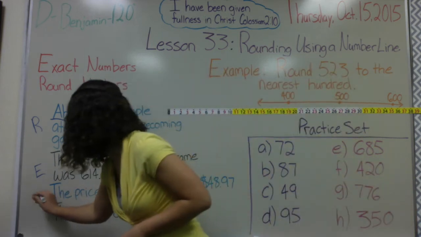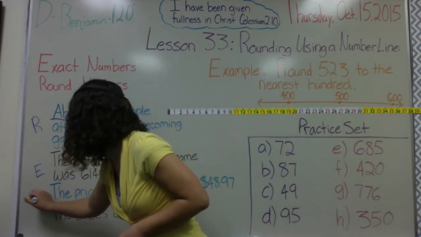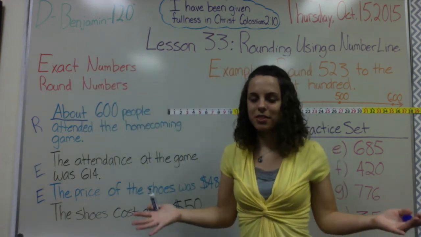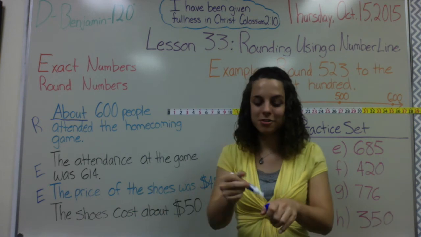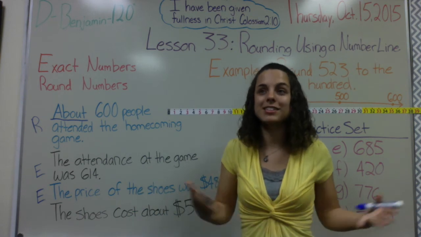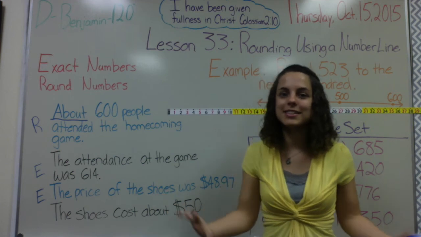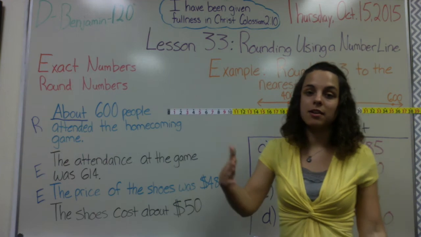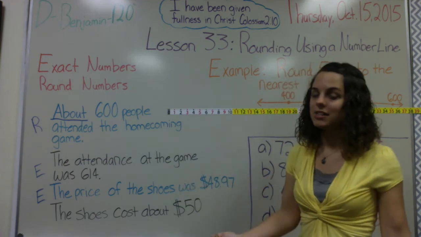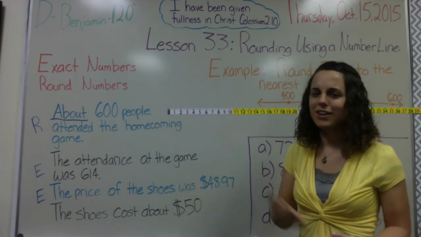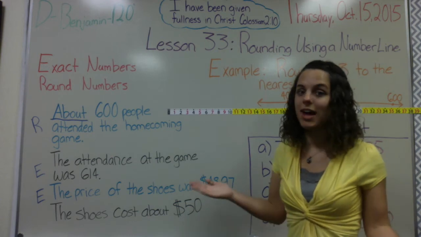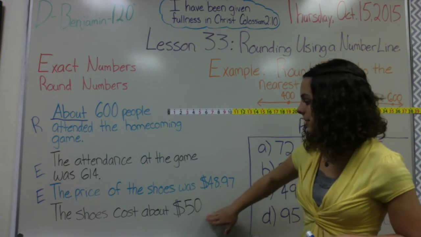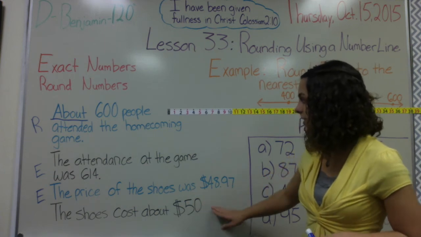Again, that is exact. If I tell you that the latest movie cost $19.87, I'm going to say it costs about $20, because that's more of a rounded guess, and it's also easier to plan in advance, since it could be more and it could be less, depending on where you get the movie. So the last statement says the shoes cost about $50. Exact or rounded?